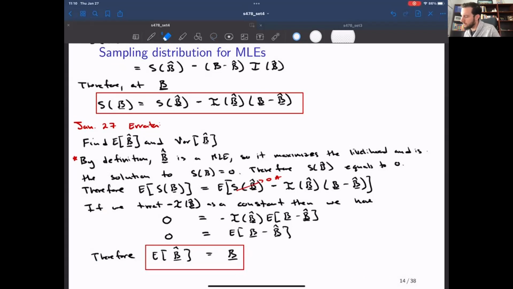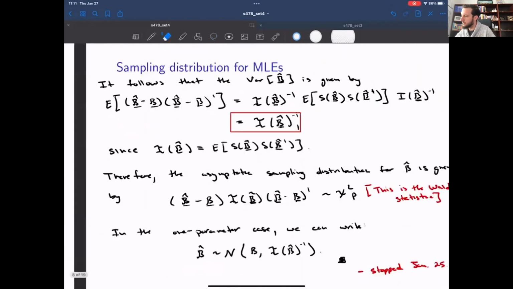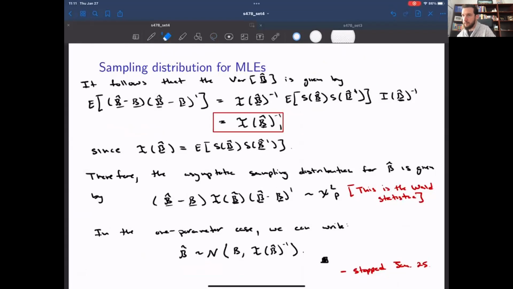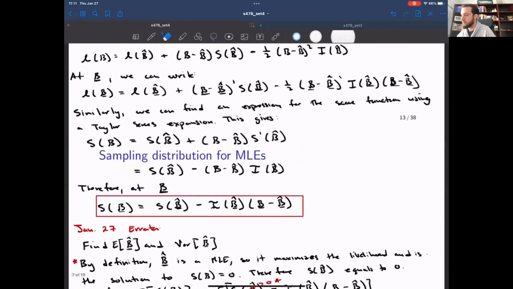So the result is that the expected value of beta hat, the vector, the MLE, is beta, which follows from our work with the normal regression model anyway. This is something that we probably expected to be true, but we still needed to show it was true in the context of the generalized linear model. And then from here, the next proof follows directly. Any questions about that?